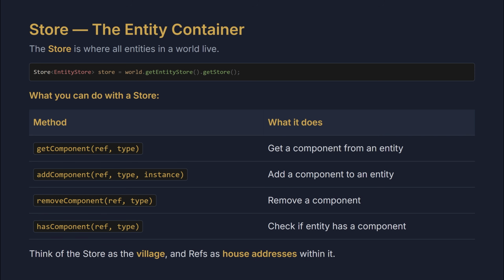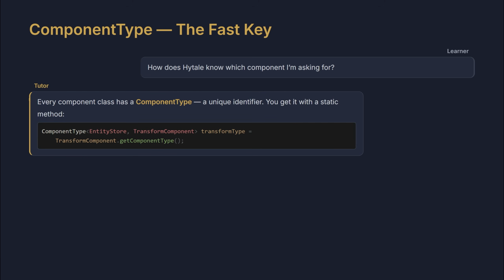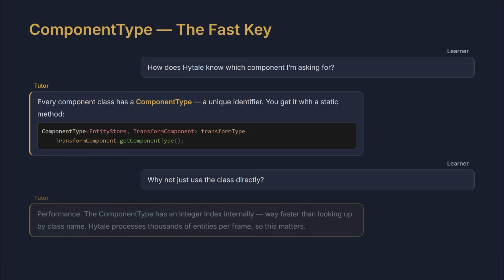And then we have so-called component types, the fast key. So how does Hytale know which component I'm asking for? Well, every component class has a component type, a unique identifier. You get it with a static method. So why do we need this static method? Why not use the class directly?